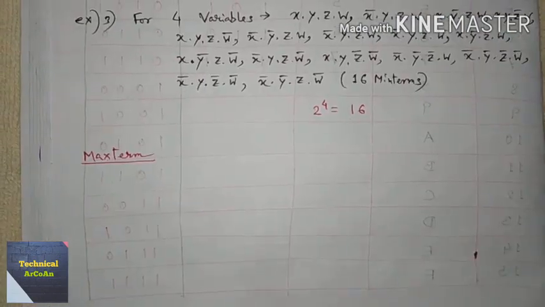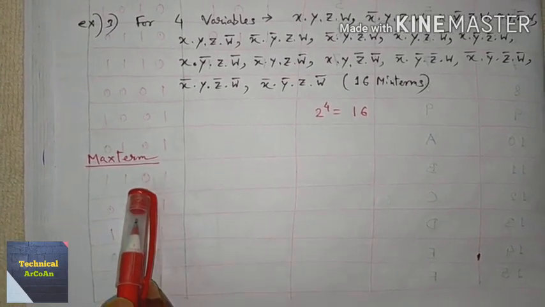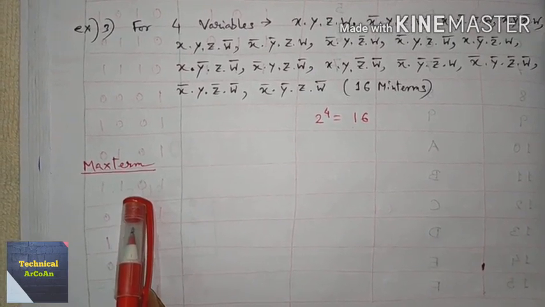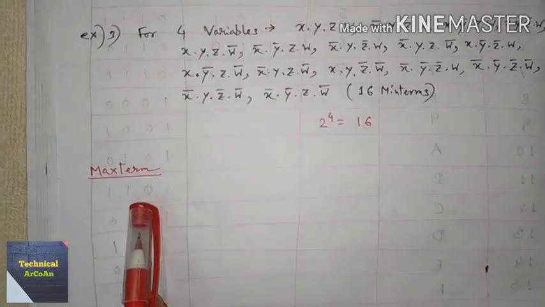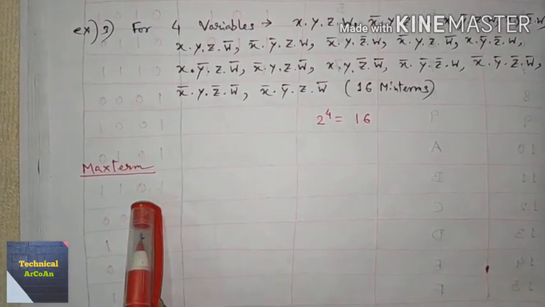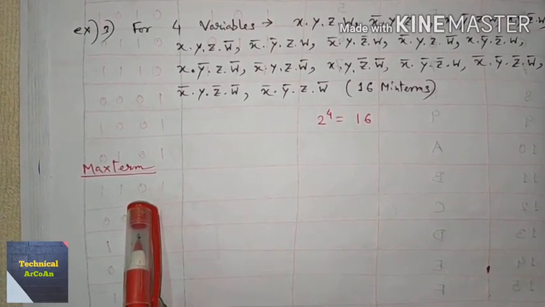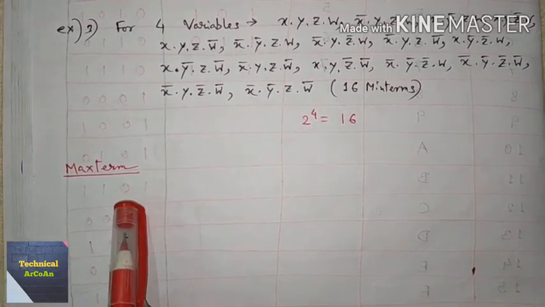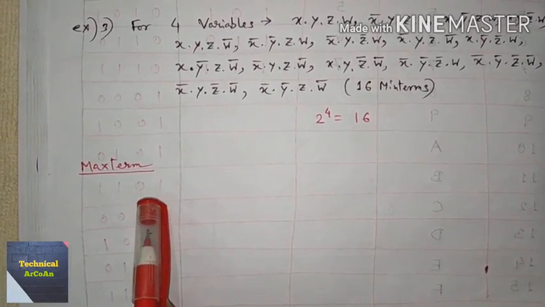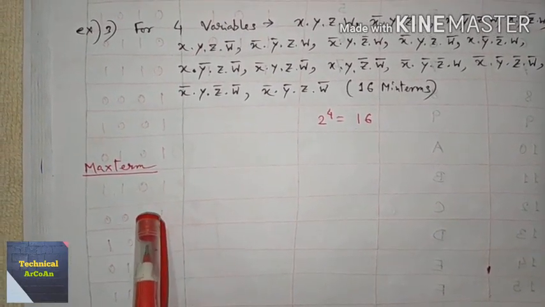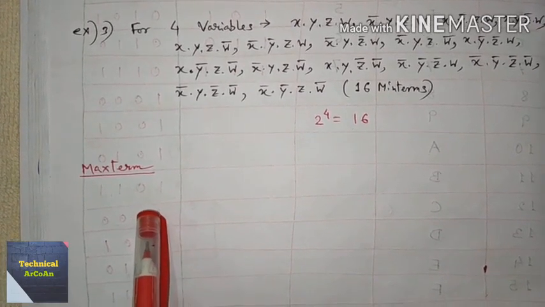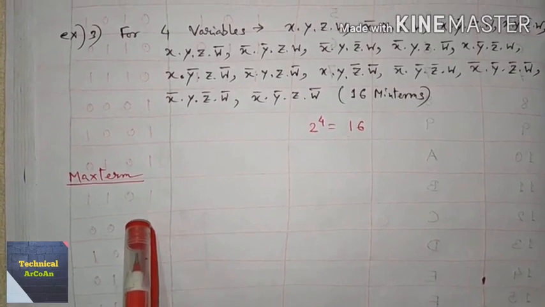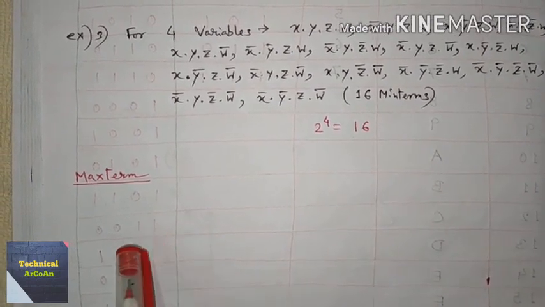Okay, now what is a max term? Similar to a min term actually, but with some difference. What is that? Now we get Boolean sum terms by combining variables with logical OR operation. Okay, these Boolean sum terms are called max terms or standard sum terms. Okay, so go for an example.